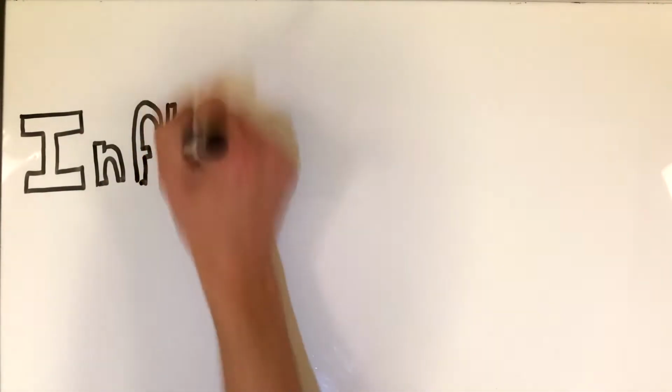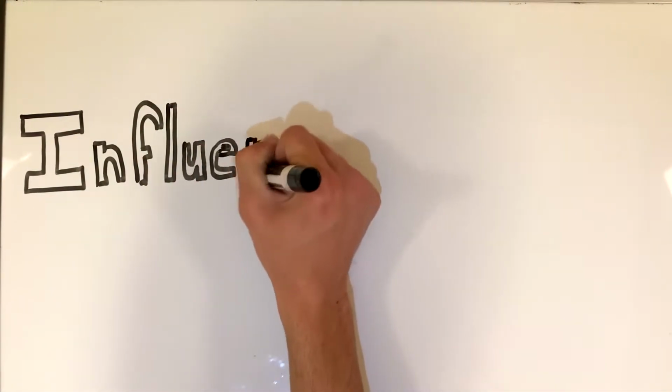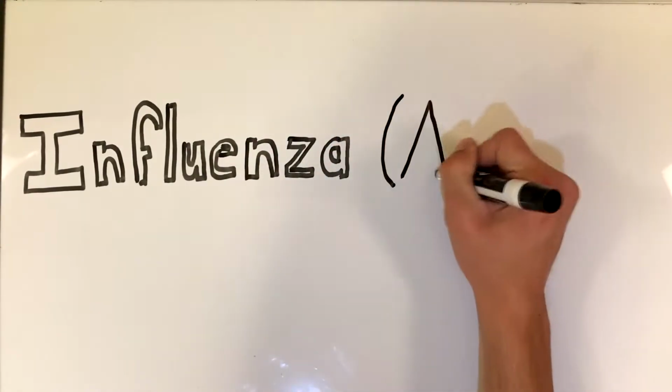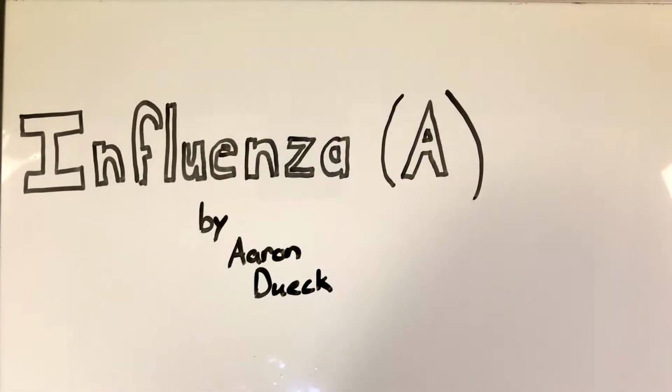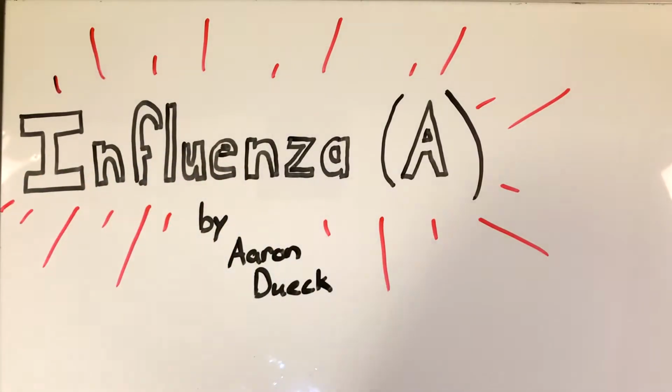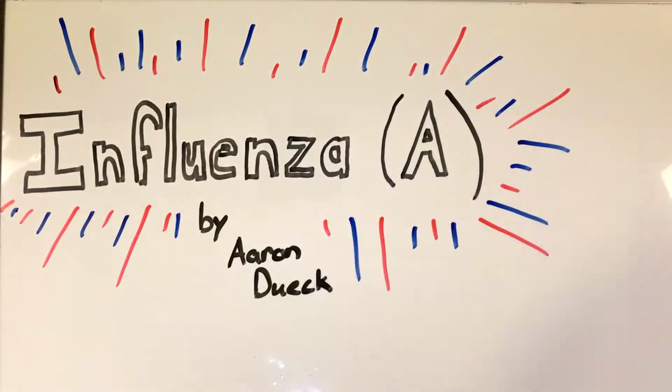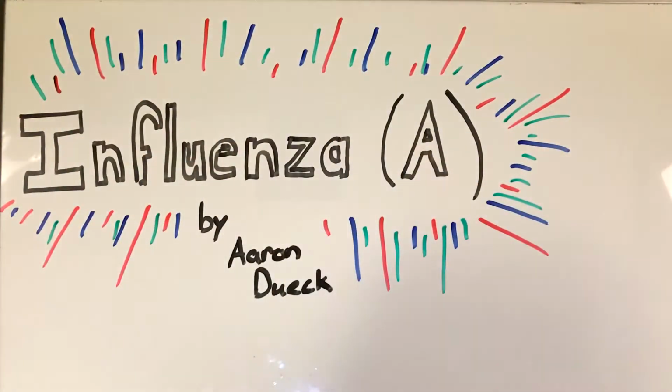Influenza, usually just called the flu, may be the most famous virus in the world. But how does this tiny cluster of protein and RNA lead to the deaths of roughly 500,000 people every year? Here's what you need to know.